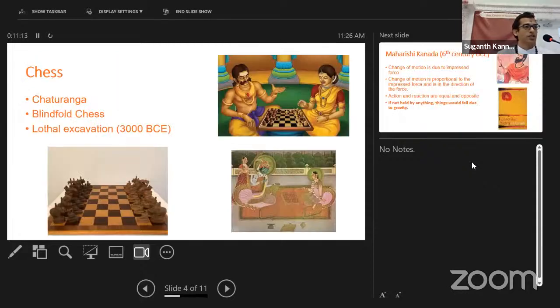Now I want to talk about chess briefly. People treat it as a strategical game, but chess is actually a mathematical sport. In ancient India, chess was called chaturanga. In Gujarat, there's a place called Lothal, where they did an excavation and found chess pieces and a chess board. After carbon dating, they found that these pieces and boards go back as far as 3000 BCE. Skilled chess players were given support by the kings. They also played blindfold chess, which is one of the modes of competition in chess.